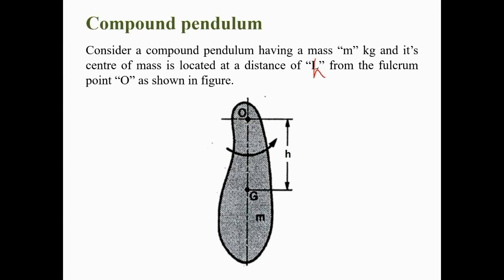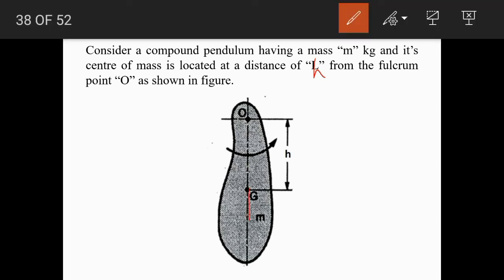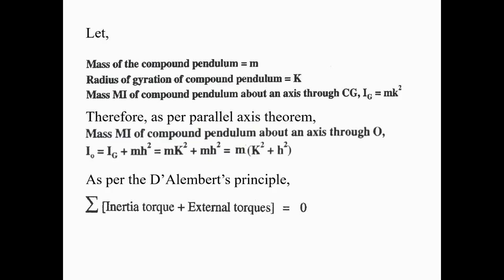So initially, in this condition the system is in static equilibrium, so it is subjected to weight in the downward direction and tension in the upward direction. Both are going to neutralize each other. Now let us assume the radius of gyration of the compound pendulum to be k.